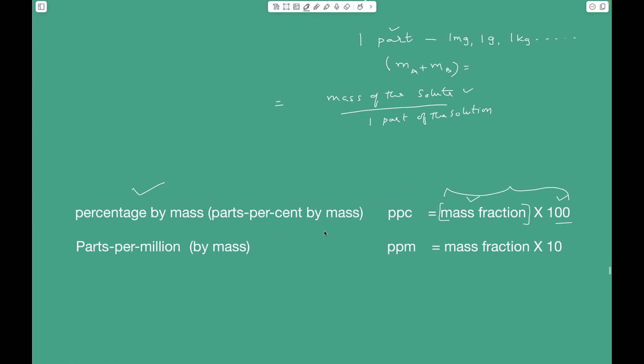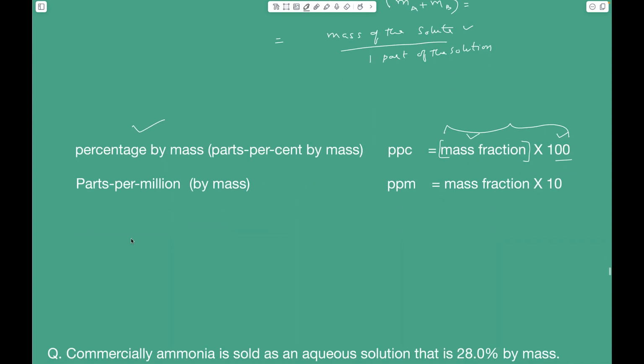Percentage by mass is nothing but the mass fraction of the solution multiplied with 100. Or in other words, percentage by mass is equal to the mass of the solute, MB, over MA plus MB, that is the mass of the solution, multiplied with 100. This ratio is mass fraction. When multiplied with 100, you will get percentage by mass.